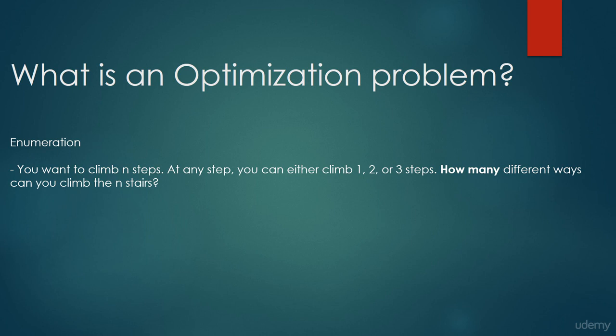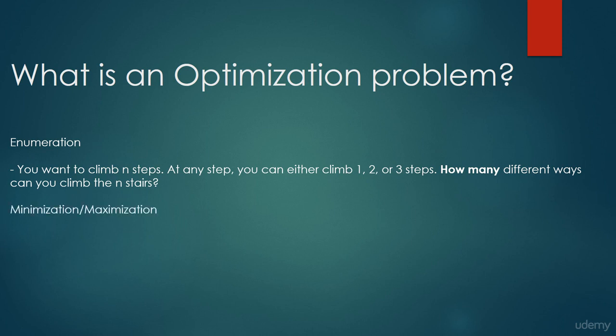So let's say if there are 3 stairs, then you can either climb 1, 1, 1 and you're at the third stair, or you can go 1, 2, or you can go 2, 1 and then you're at the third, or you can go 3 right away and you're at the third one. So the total number is, let's see, 1, 1, 1; 1, 2; 2, 1; and 3. That's a total number of 4. So these kinds of problems are called enumeration problems, and they ask you to count the number of ways that you can do something.